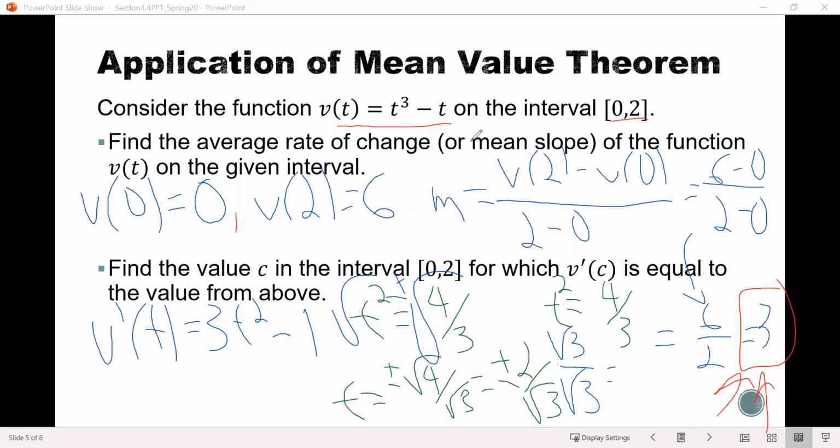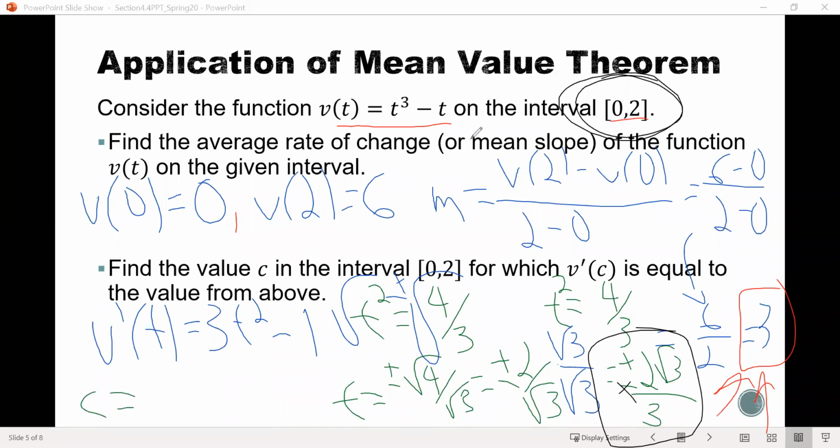And when we do that, we end up with plus or minus 2 root 3 over 3 as our candidates for the value c here. And if you recall, the interval we're working with is 0 to 2. So we're not going to use the negative answer here. So our value for c would be 2 root 3 over 3.